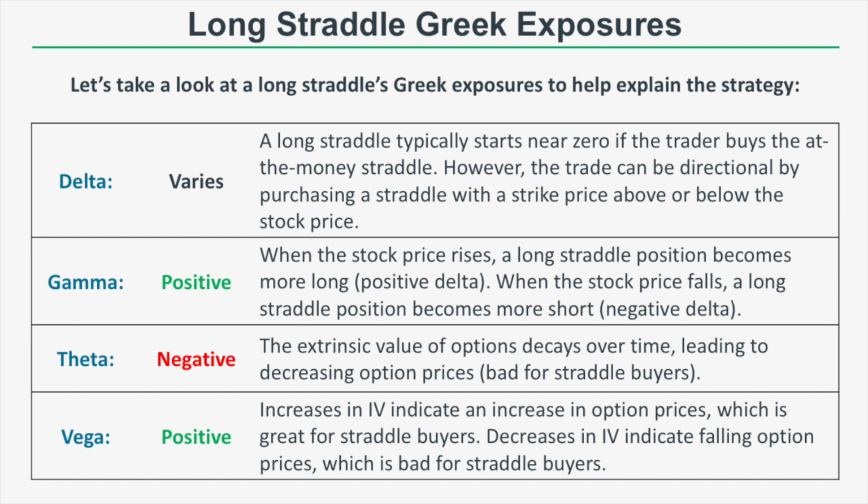So when you put all these Greeks together, we learn that a long straddle position profits in two ways. The first being a significant stock price movement in either direction, and the second being an increase in implied volatility. Now, a long straddle can also lose money in two ways, and that's primarily from the passage of time from that negative theta, but you can also lose money if implied volatility decreases.